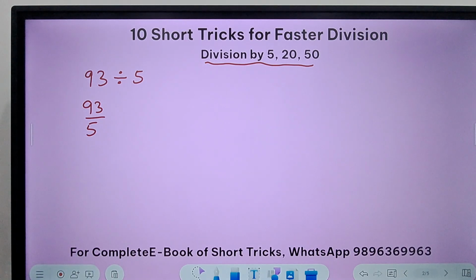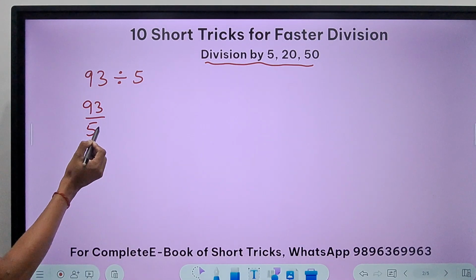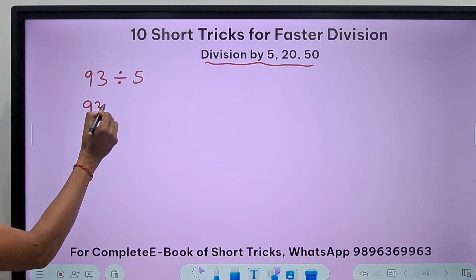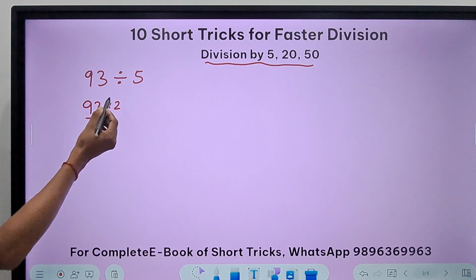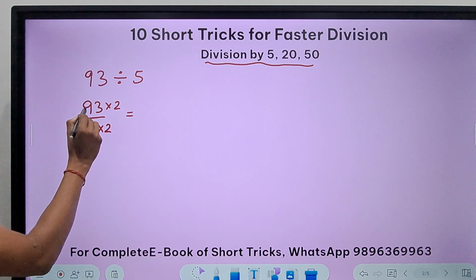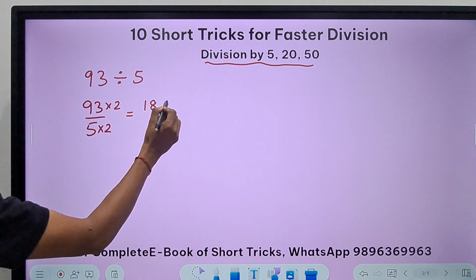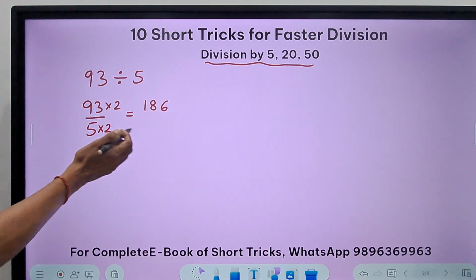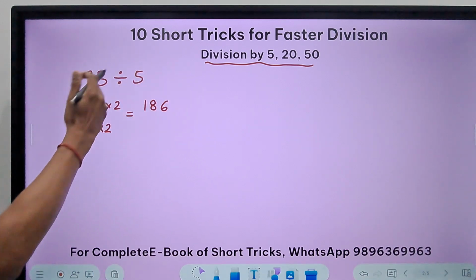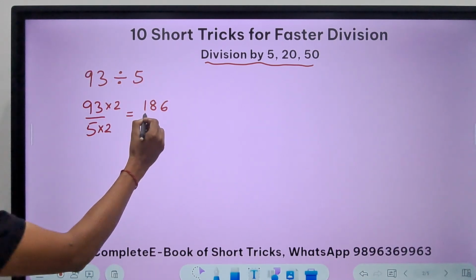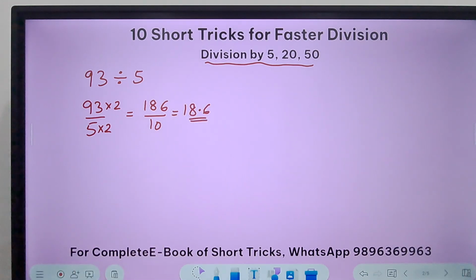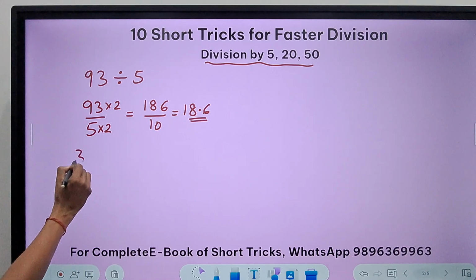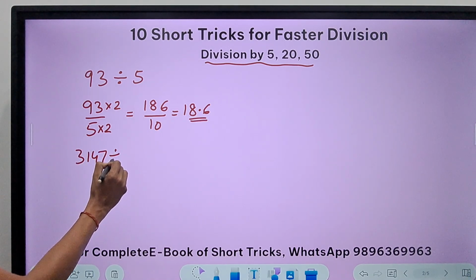Division by 5 is not easy, but if you convert this 5 to a base number like 10, you just have to double this and divide the result by 10, because this will become 90 is 180 and 3 is 6. See, doubling helps us here. 93, 186, and divide by 10, you get your answer. 18.6 is the quotient.